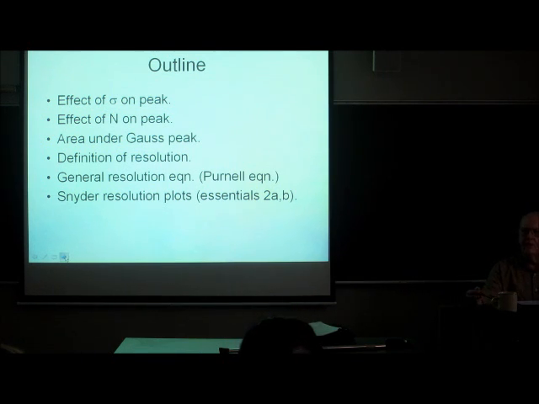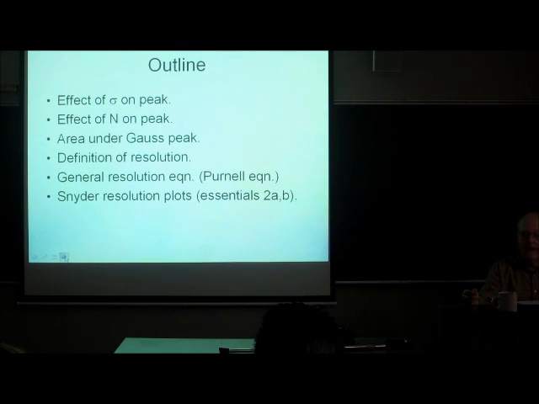Sigma is the square root of the variance of the peak. It's the standard deviation of the peak. It's also the width of the peak. Sigma squared, the variance, is the square of the width of the peak. That's just the way the language works out.